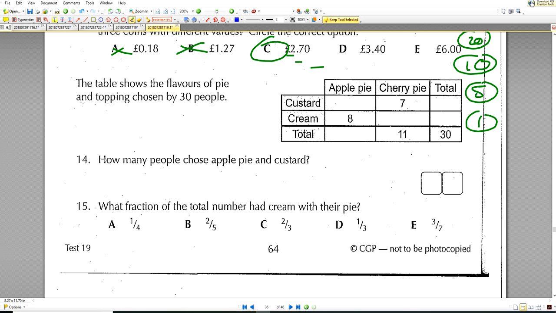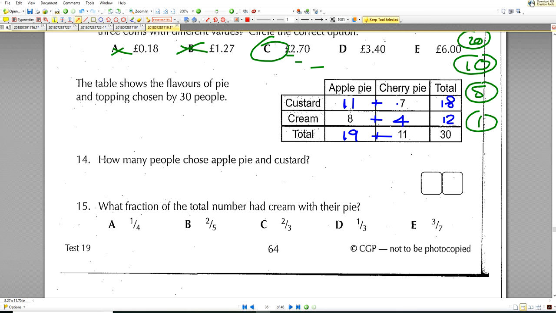The table shows the flavors of pie and topping chosen by 30 people. This is a two-way table. So we have to now do problem solving. So 7 add something gives you 11. Okay. 8 add 4 will give you 12 over here. 12 add something gives you 18. Something add 7 is 18, so that'll give you 11. 11 add 8 will give you 19. And 19 add 11 is 30. So it works out horizontally.